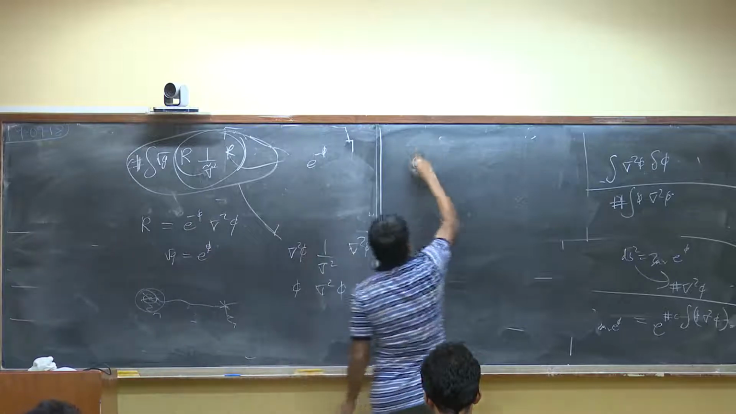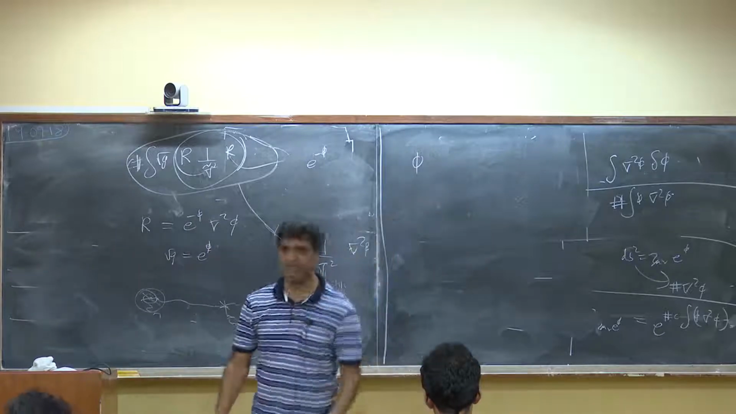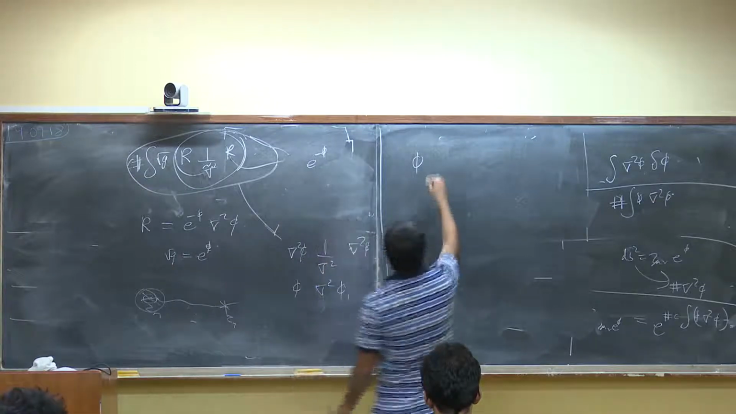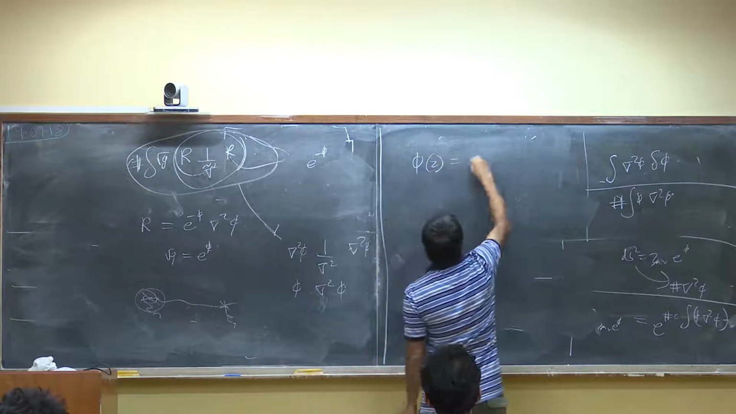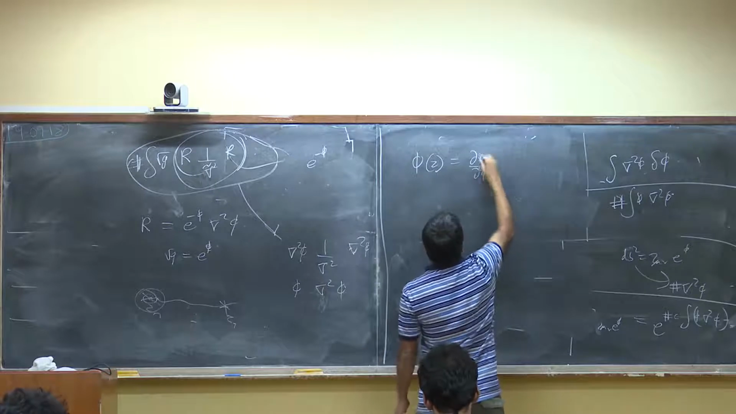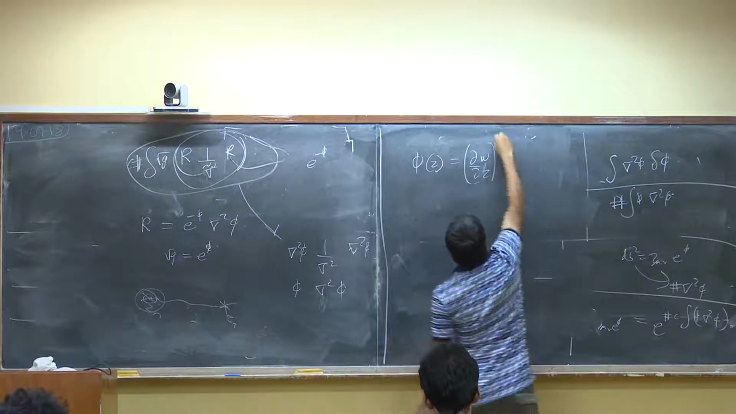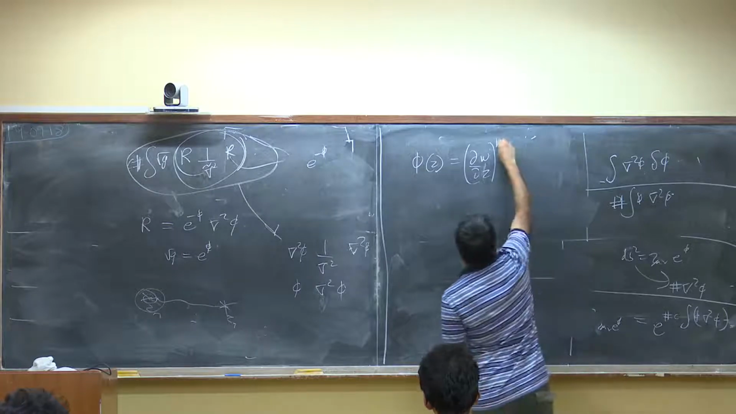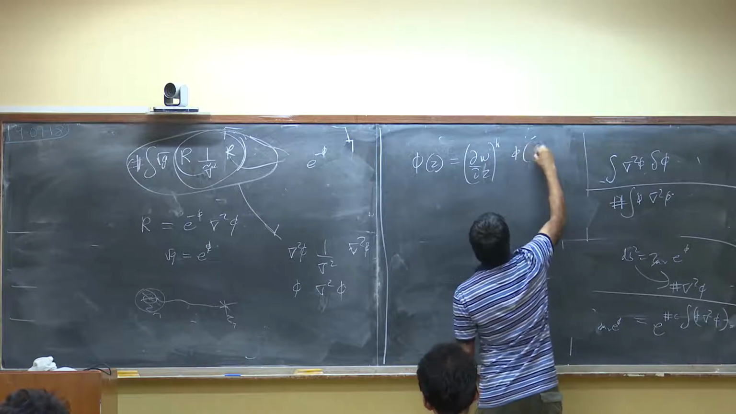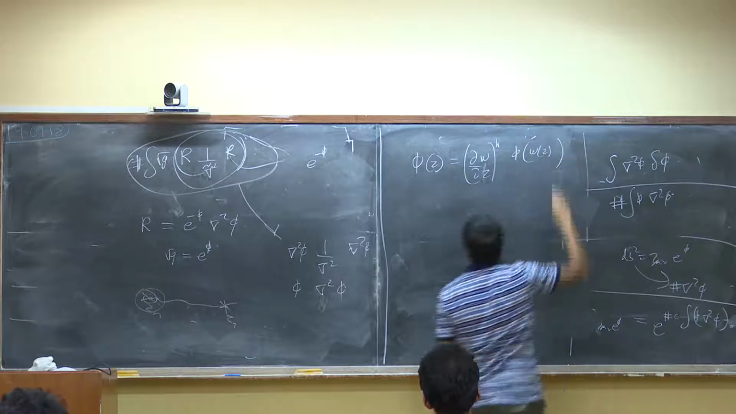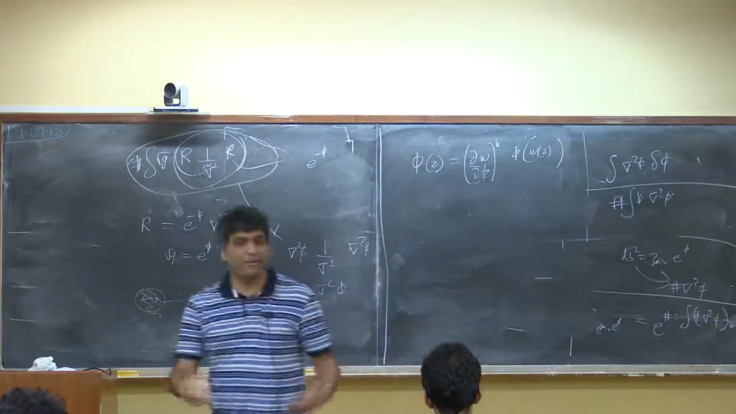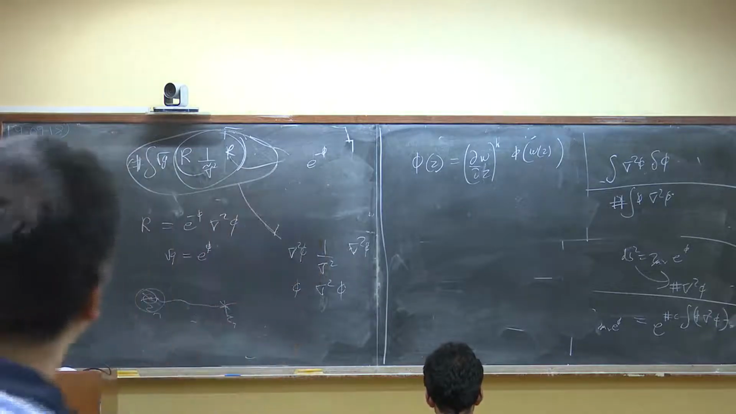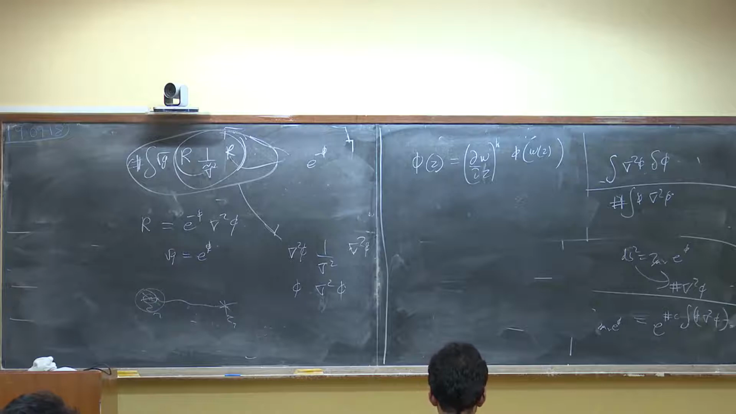Suppose I've got a primary operator phi. I'm going to write out this formula that we write again and again and again. So we've got phi of z is equal to (del w by del z) to the power h, and a similar thing for the anti-holomorphic part, times phi of w of z. This is how primary operators transform under arbitrary conformal transformations.